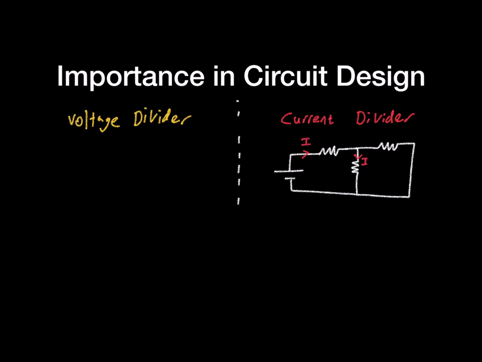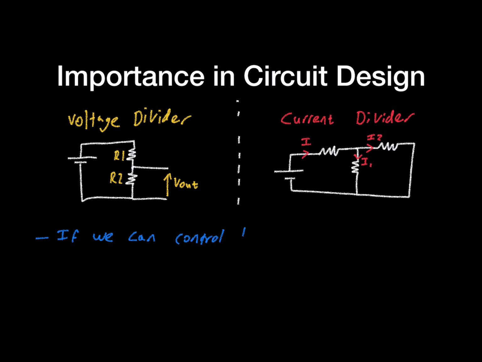Firstly, it is important to consider some motivation for learning these concepts. The voltage and current dividers are important as they allow the engineer to control how voltage and current is divided between components. This allows circuits to behave as desired.